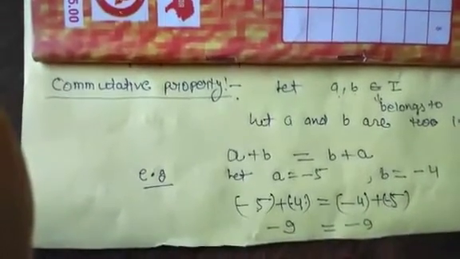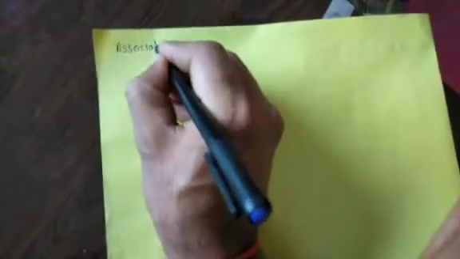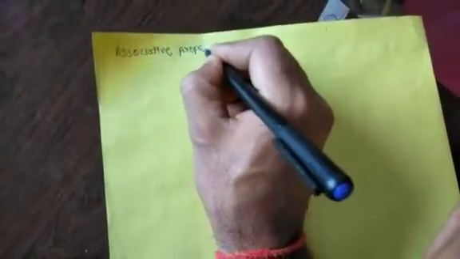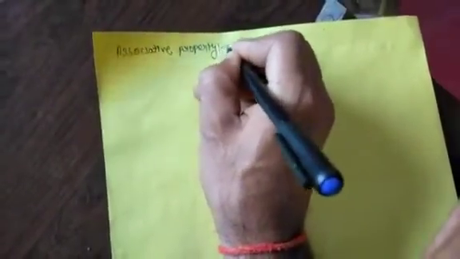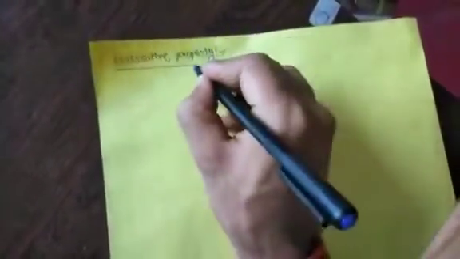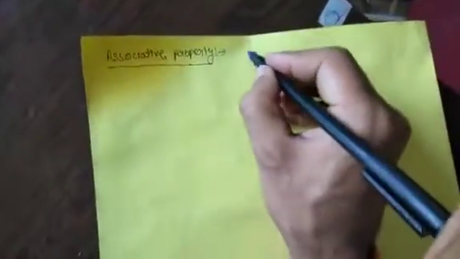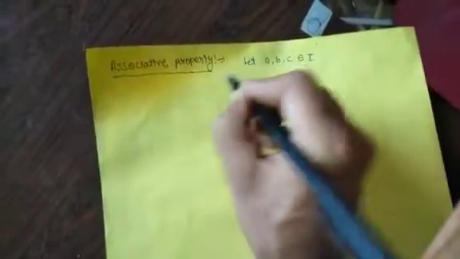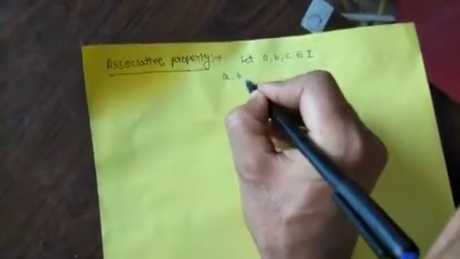Now we may start the discussion about commutative property. So now we are going to discuss associative property. Children, in commutative property, we have to consider two numbers, but in associative property, we have to consider three numbers. Let a, b, c be three integers.